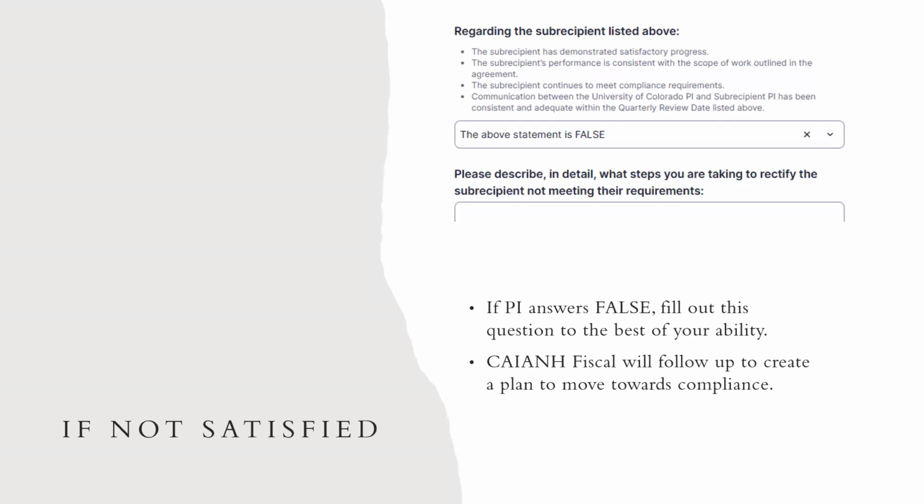So if you select false, then you will want to describe in detail what steps you are taking to rectify the subrecipient not meeting the requirements, but that won't stop there. Grants and Fiscal will then follow up with you to create a plan together to figure out how to move that subrecipient towards compliance.